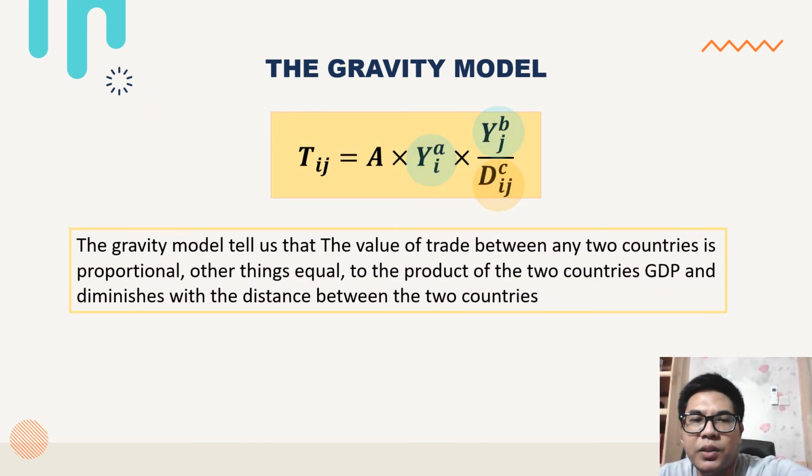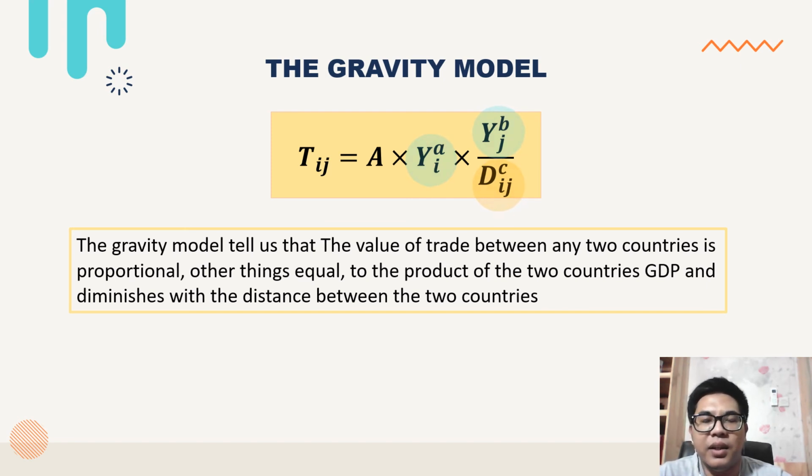As you can see on your screen, there are some letters. T denotes the value of transactions between two countries, I and J. For example, if I is Indonesia and J is China, then T shows the value of international trade between Indonesia and China. And the letter big A is a constant.